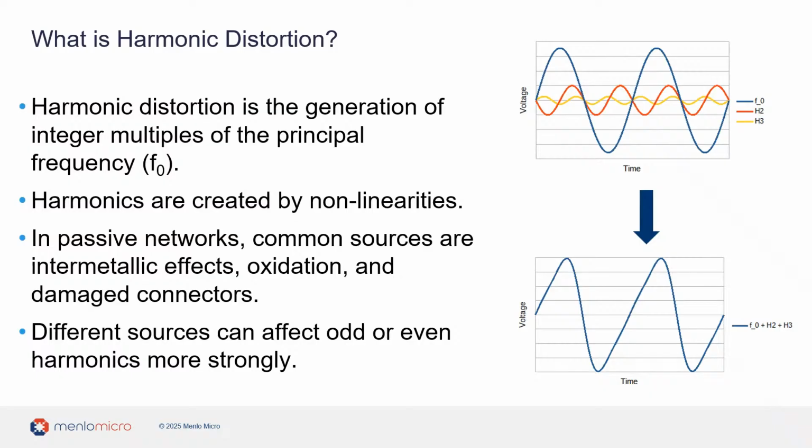Harmonic distortion is created by nonlinearities in the electrical circuit. And when discussing passive networks, common sources would be intermetallic effects when the electrical signal passes from one type of metal to another, oxidation of the metals in that electrical path, or damaged connectors, cables, and so on, among some other sources. Different sources can affect the odd or even harmonics more strongly. So a source that might attenuate the voltage peaks of a sine wave will affect the odd harmonics, while something that causes a faster rise time compared to fall time would create even harmonics.